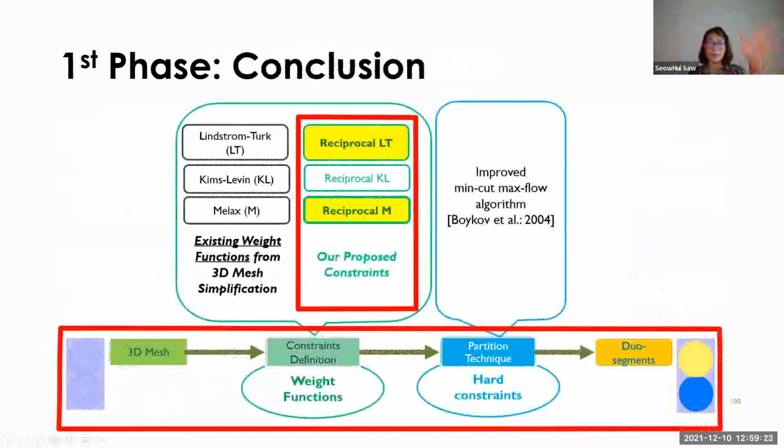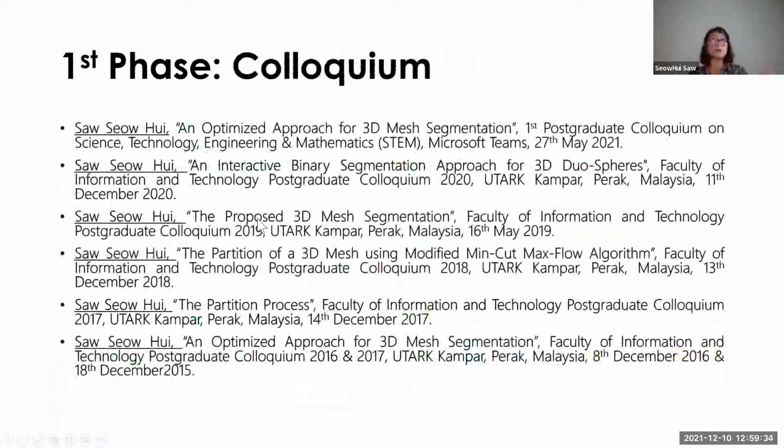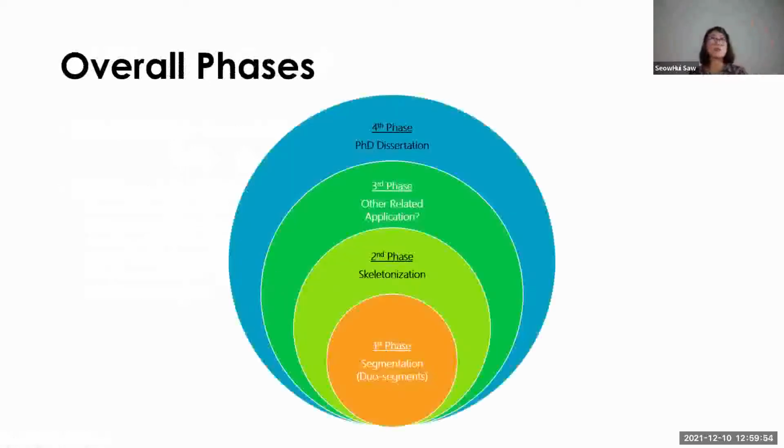And yeah, this is actually the overall process involved in this research. And this is my publication, just the conference with proceedings and without the proceedings, and also the colloquium. Now, colloquium is actually a conference or a progress update organized by UTAR. Okay. And this is the grant. This is already rejected, because it's not related, I think. And then this is the funding that I got last time to kickstart this research.